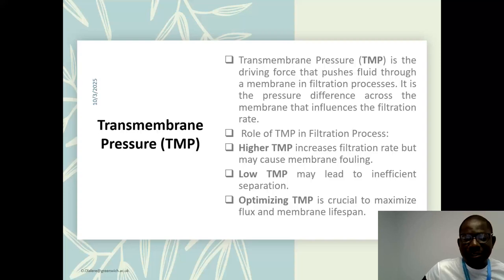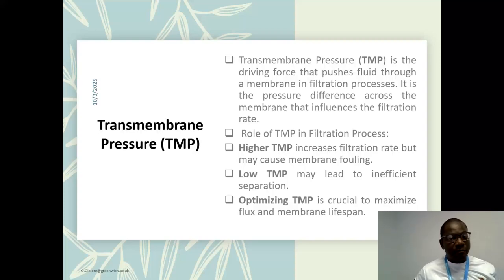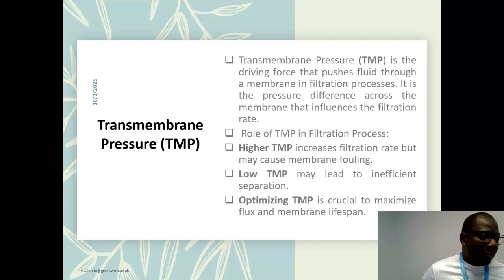Don't disturb us. So, whenever you want to increase the performance of any membrane, you want to optimize the transmembrane pressure, then you have to maximize the flux, and it helps in maximizing the flux and the membrane lifespan. An example is this: when the membrane pressure is too high, there will be more pressure on that filter, right? And when there is more pressure, what happens?